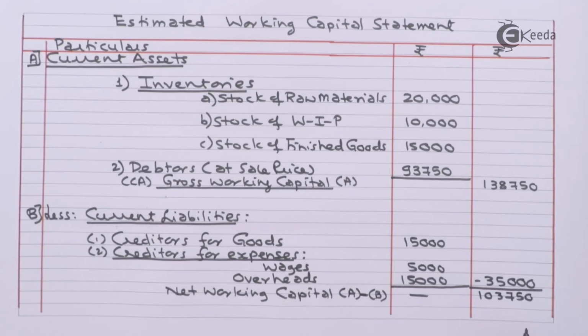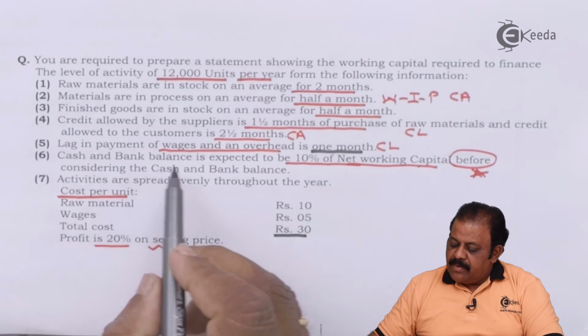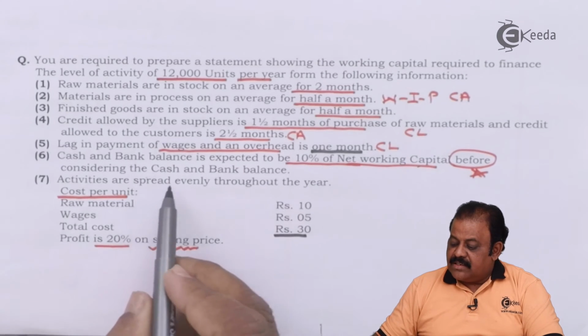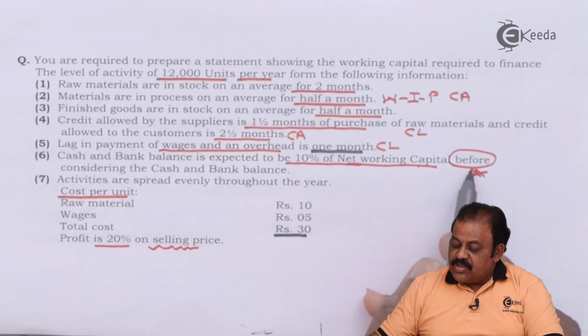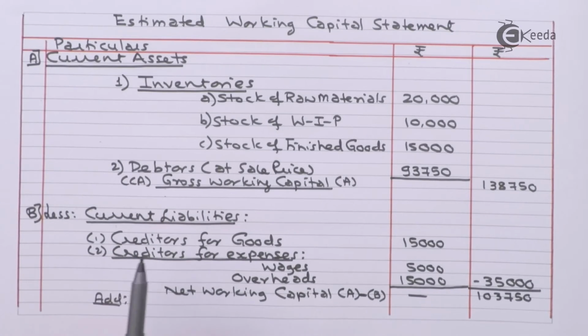So net working capital we got 1,03,750. We have calculated net working capital. Cash bank balance is expected to be 10% of net working capital before considering the cash bank balance. That means without considering cash bank balance. Here we have calculated net working capital without considering cash bank balance. Now we'll be adding 10% of this net working capital as cash bank balance required.